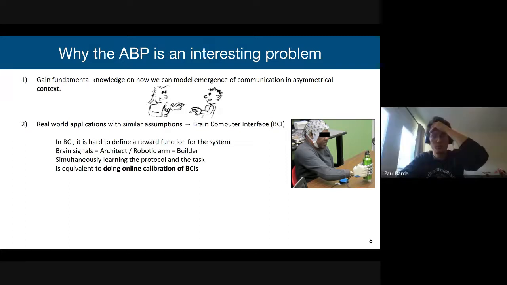So for future work, the first would be simplifying the current setup. For example, I think the most interesting one would be to remove the sequential interaction frames that we have imposed on the agents. I think that would be a really nice direction.